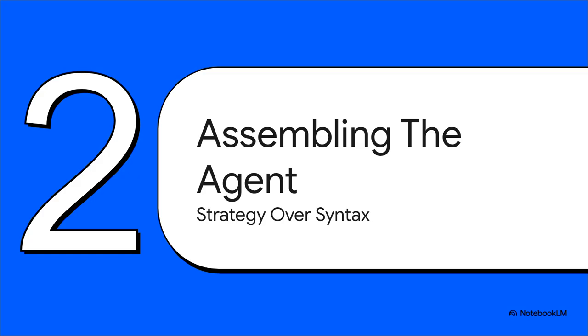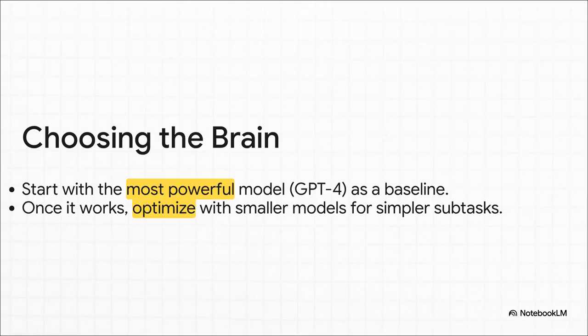So how do we put all these pieces together? Let's move on to assembling the agent. And hey, don't worry, we're not going to get lost in a bunch of code here. This is all about the high-level strategy, the logic behind it all. So how do you pick the right brain for the job? Well, OpenAI suggests this really smart two-step strategy.